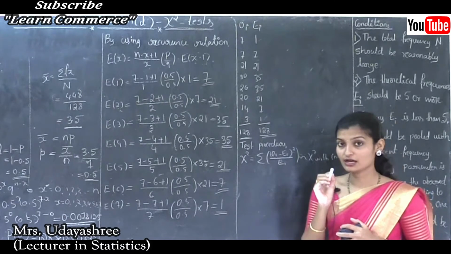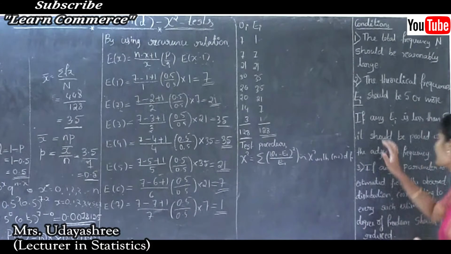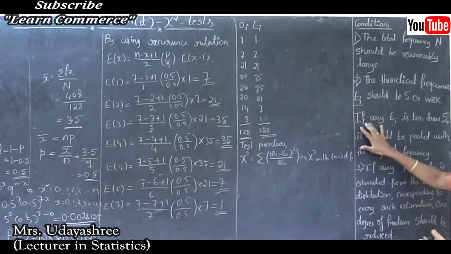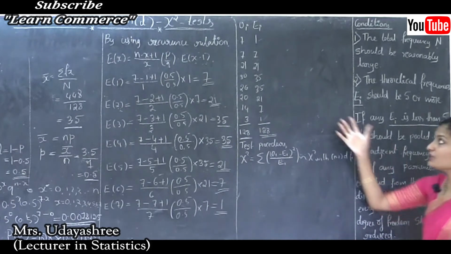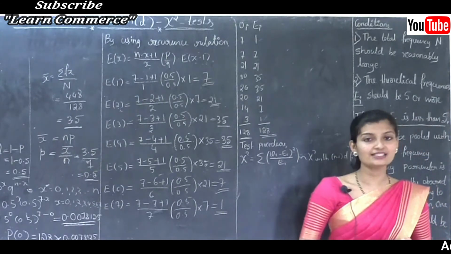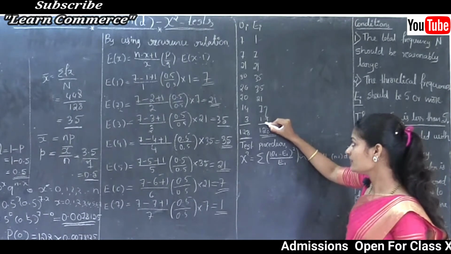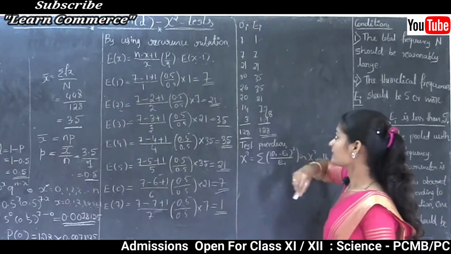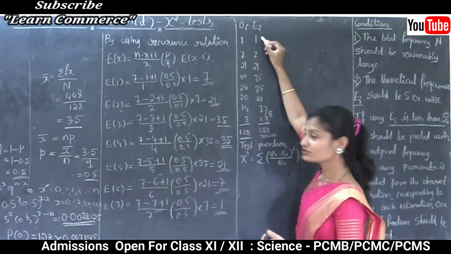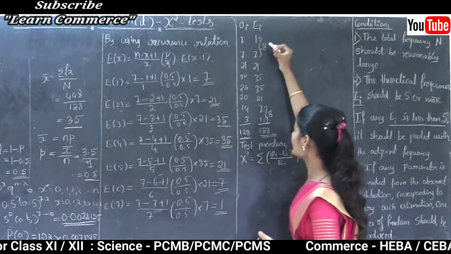So if EI values are less than 5, what to do? See here. If any EI value is less than 5, it should be pooled with the adjacent frequency. For this, adjacent frequency is 7. So I will pool with this. I will add these two, that is 7 plus 1 is 8. And here this is less than 5. So for this adjacent frequency is 7. So I will add these two observations, that is 8.